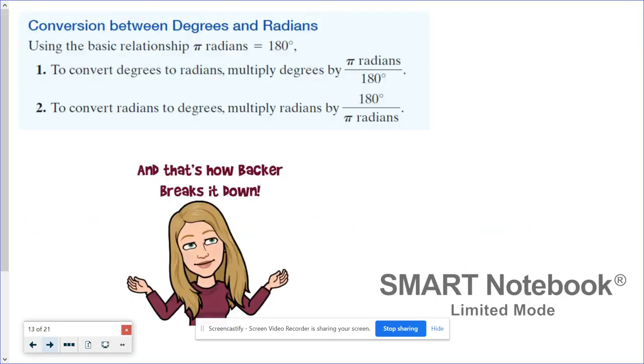And so that's how we convert degrees into radians and radians into degrees. And that's how Backer breaks it down.